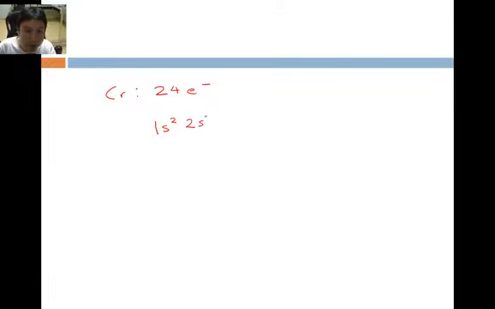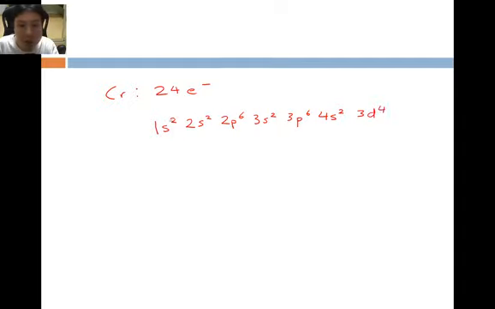Then we will next put 2 electrons in the 2s orbital, 6 electrons in the 2p orbital. Then the next will be 3s2, 3p6, 4s2. Okay, so this is the situation that's supposed to be. If you count the number of electrons, 2 plus 2 is 4, 4 plus 6 is 10, plus 2 is 12, 18, 20, and 24. So this is a possible electronic configuration for chromium, which has 24 electrons.